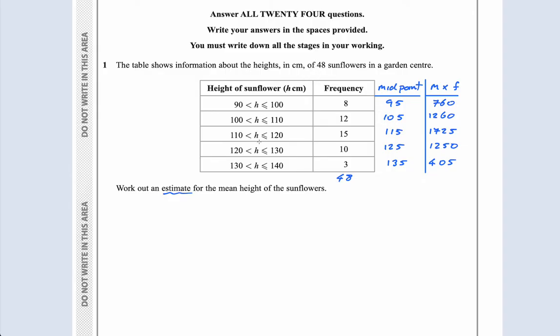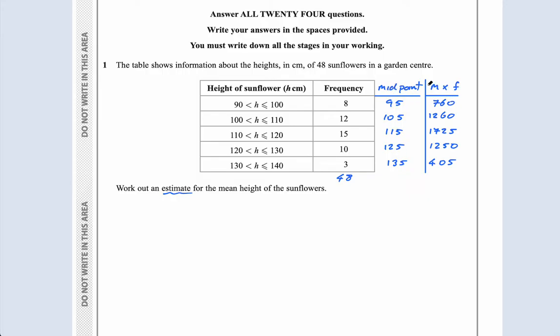So we have a frequency table and it says to work out an estimate for the mean height of sunflowers. Now we don't know the height of any sunflower. We just know that they're in a range between 90 and 100, or 100 and 110, etc. So we assume all the sunflowers in this range have a height of 95. All the sunflowers in this range have a height of 105, halfway between the two. So we write out what I call the midpoints.